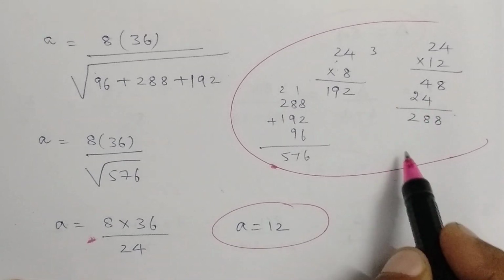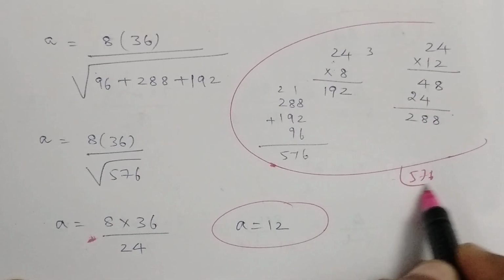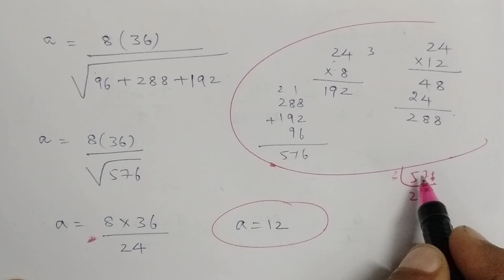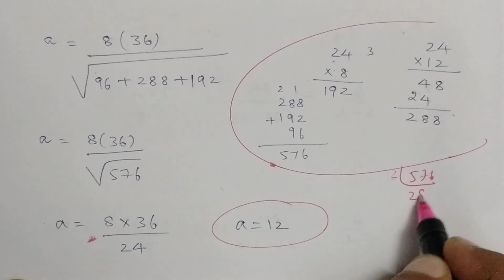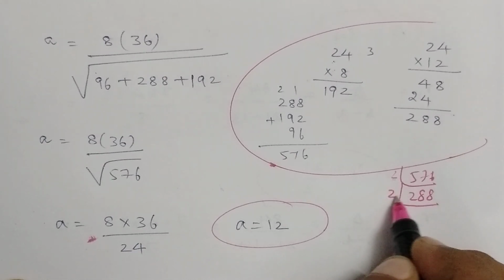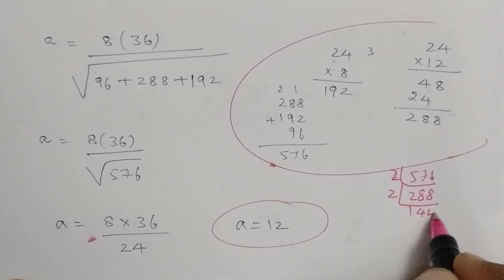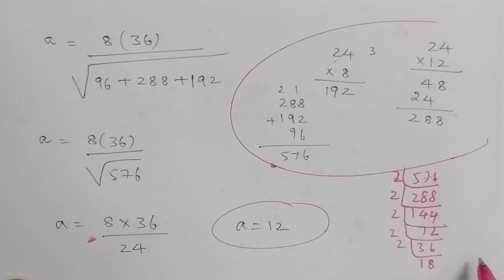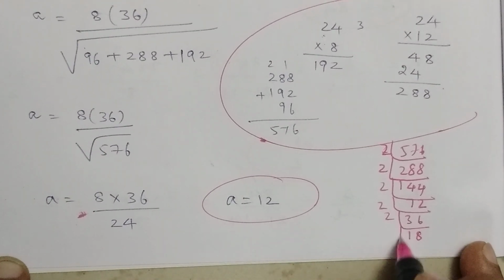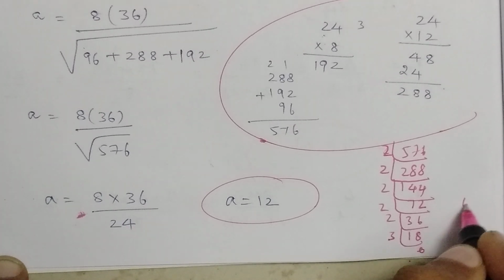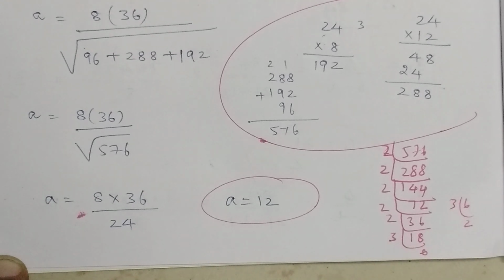So 576, you can do prime factorization like this. 2 times 288, again 2 times 144, again 2 times 72, again 2 times 36, again 2 times 18, so 3 times 6, again for 6, 3 times 2. So this is the prime factorization.